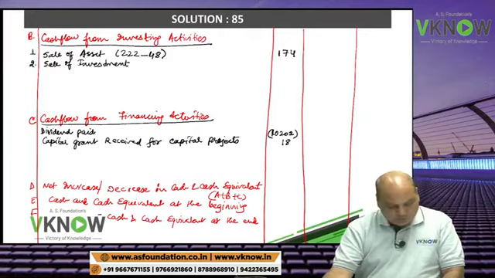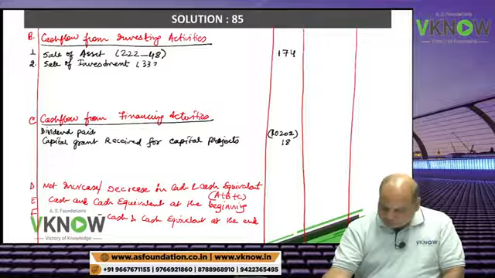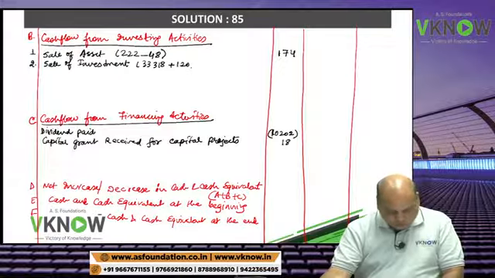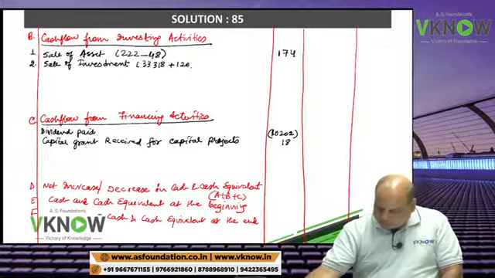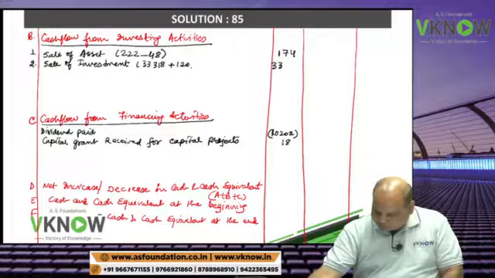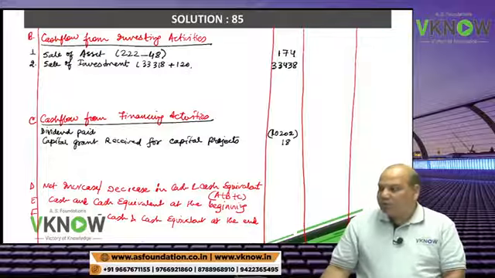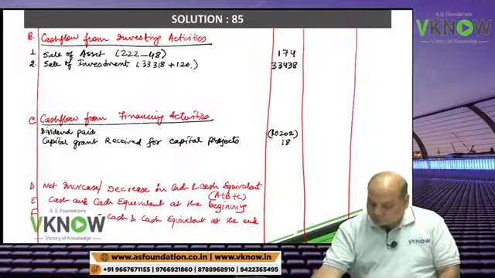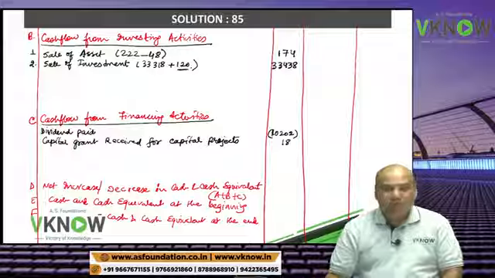Sale of investment will be 33,318 plus 120. So that is 33,438 positive. But what about this profit on sale of investment?